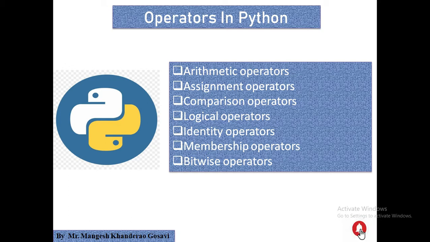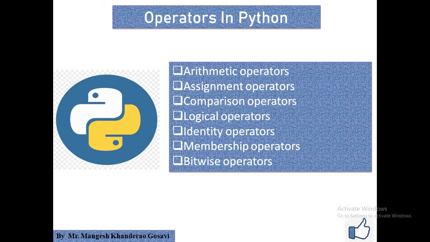Now Python supports various types of operators. Broadly, it is divided into 7 different categories. The first type is arithmetic operators. Then second is assignment operators. Next one is comparison operators. Then logical operators, identity operators, membership operators, and bitwise operators.